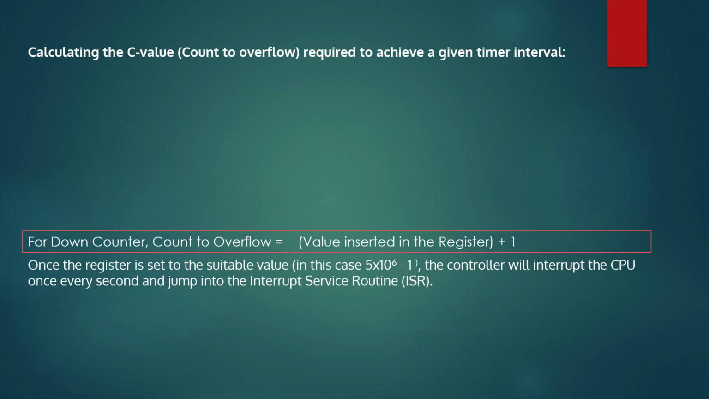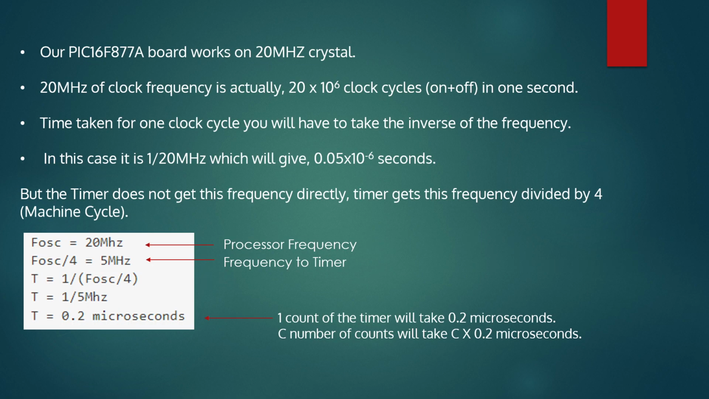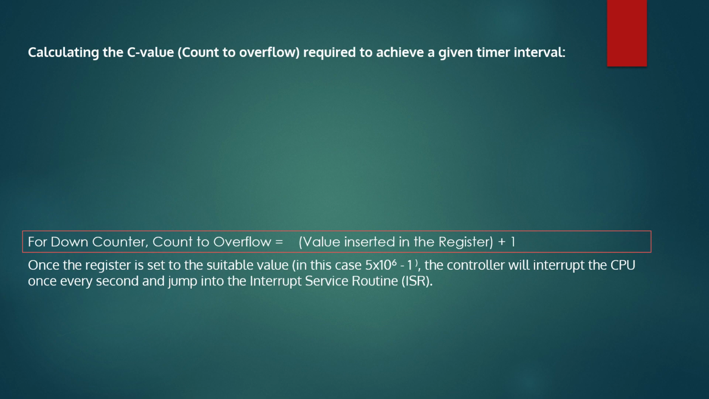Now calculating the C value. Calculating the C value, the count to overflow that is required to achieve a given timer interval.